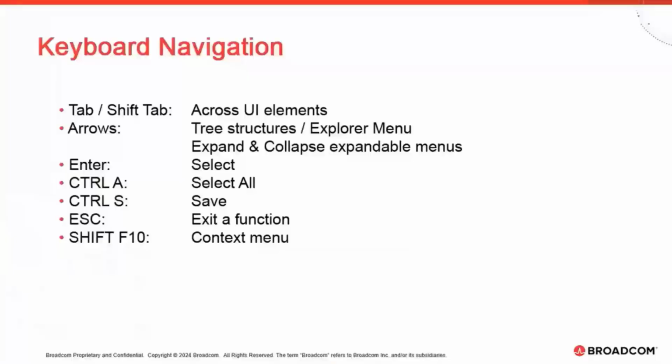Keyboard navigation functions are about as standard and intuitive as can be. We use Tab and Shift-Tab to move forward and back across the UI components, arrows up and down to navigate a tree structure and move down the Explorer menu or browser lists, arrows left and right to expand or collapse folders or object categories, Enter to select an object or function, Control-A to select all, Control-S to save, Escape to leave a particular environment, and Shift-F10 to display the context menu of an object.